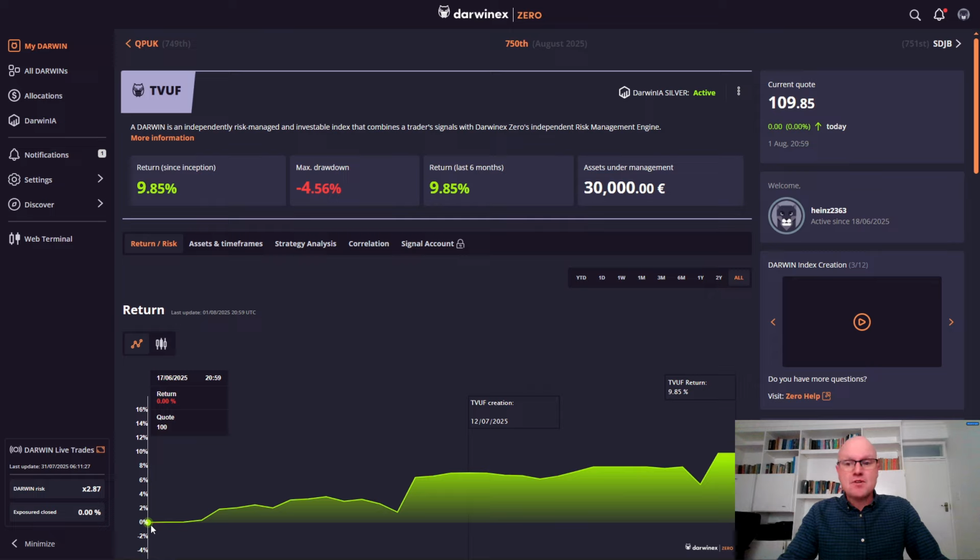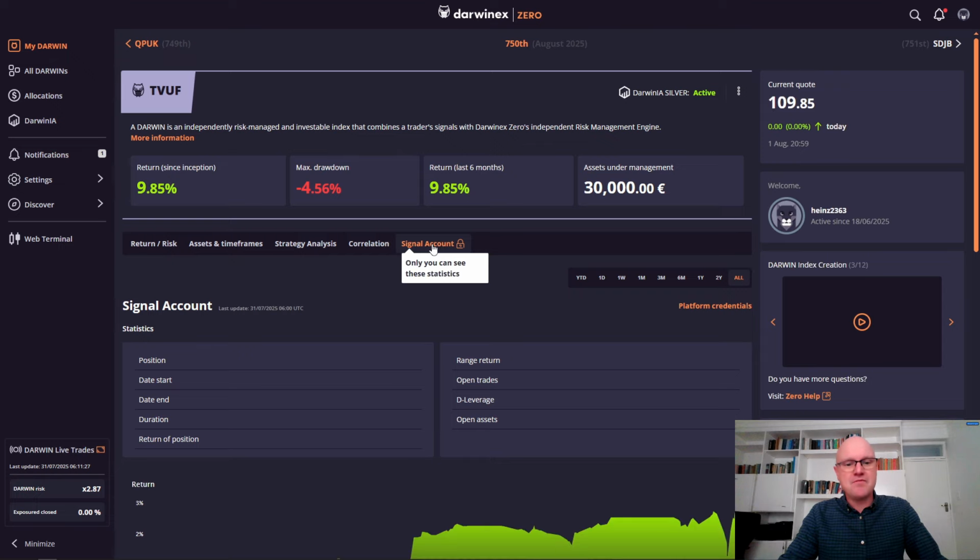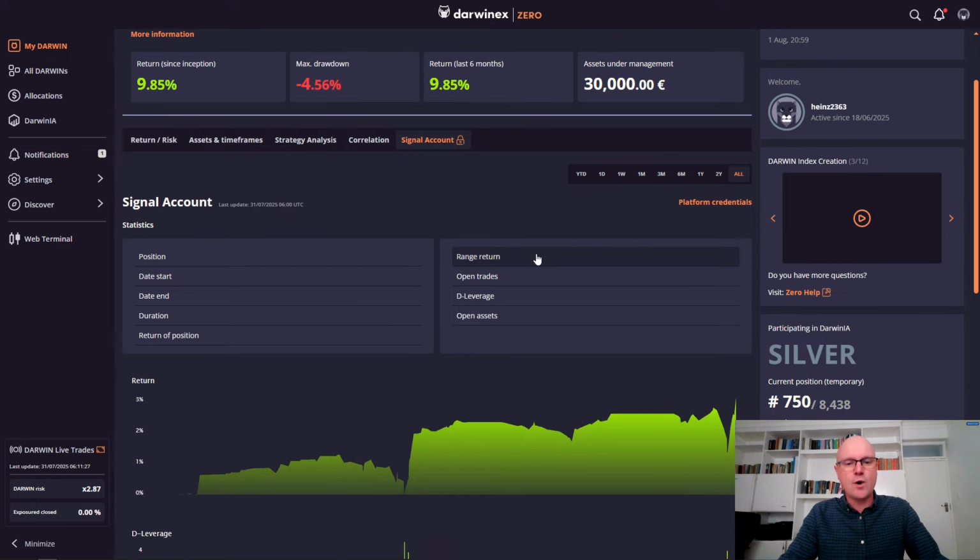Now, this return is determined using the signal account, which I started on the 17th of June 2025. Then on the 12th of July 2025, my Darwin was officially created. Since then, I was able to further trade on the account to currently get it up to the 9.85% return. However, this is completely different to what we will see inside my signal account.